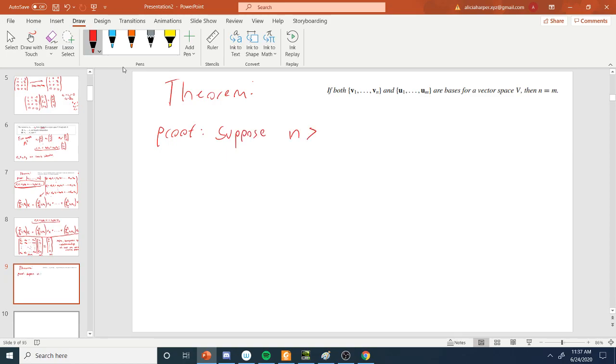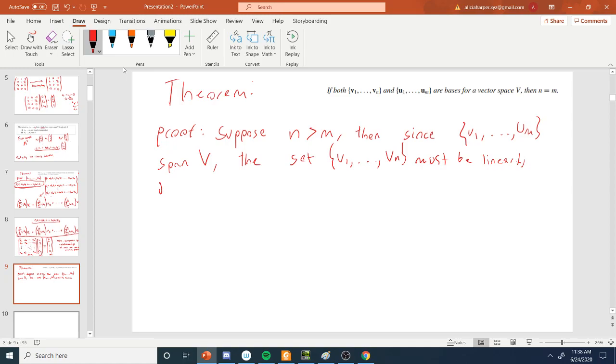Suppose n is greater than m, then since u1 through um span V, the set v1 through vn must be linearly dependent by the previous theorem. So this is a contradiction because we're also assuming the set v1 through vn is a basis. So this assumption has to be false. So there's no way that n can be bigger than m.